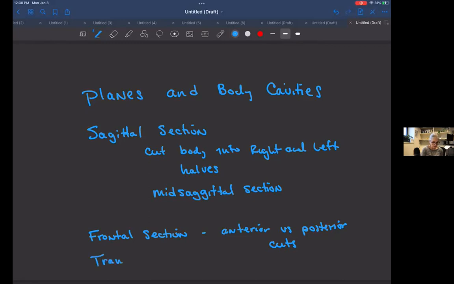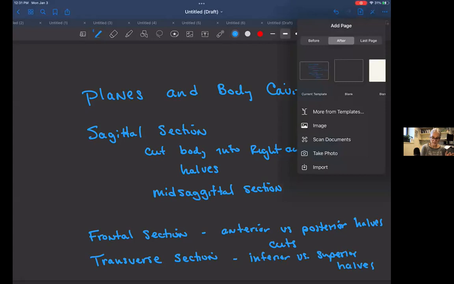So transverse section. So this separates inferior and superior. So the upper and the lower halves of the body. So maybe we'll put halves here. Halves, because this is where we cut it, so we get the halves. So those are the major ways that we cut the body into different sections in order to observe it.